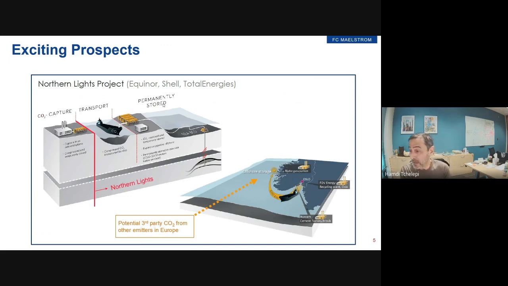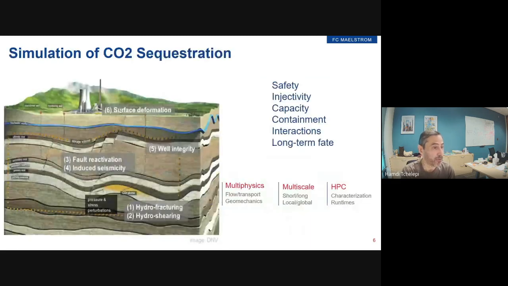So these are not just hypotheticals. There are several large-scale projects that are being planned and about to get executed. One important project is the Northern Lights project in the North Sea, a collaboration between Equinor, the Norwegian oil company, Shell, Total, and other parties who are expected to ultimately join to realize the full cycle of taking CO2 and storing it safely in deep subsurface formations.